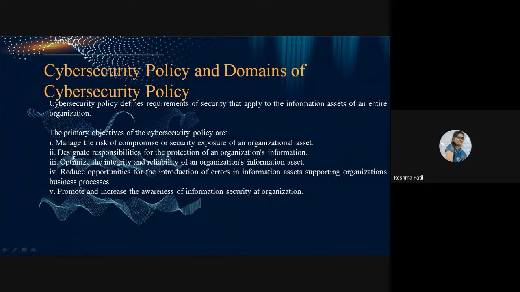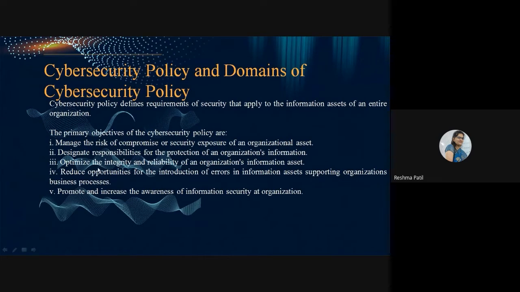The second objective is designate responsibilities for the protection of an organization's information. In that policy document only we have to designate the responsibility. Who is responsible for which asset's security. If there is one IPS, then who is responsible for that IPS asset? That responsibility we have to set in this document only. If particular data is there, who is the owner of that data? That person will be responsible for that security.